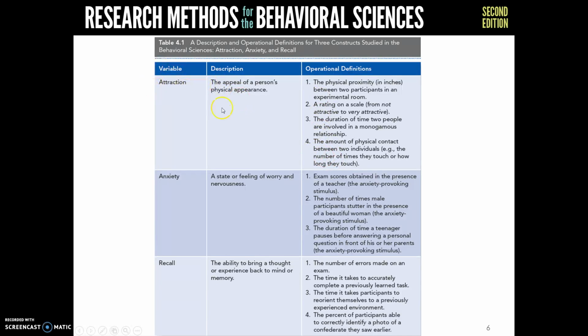So in terms of attraction, what is a description of attraction? Attraction is appeal of a person's physical appearance. How would we define that? We could measure that. How could we measure it? By height. We could measure by the ratio, the scale, 0 to 10. 0 being ugly, 10 being super attractive. Those kind of scales. Or you could have amount of physical contact, touch, to show that someone is attracted to another person. Okay, so there's various ways that we could measure attraction.